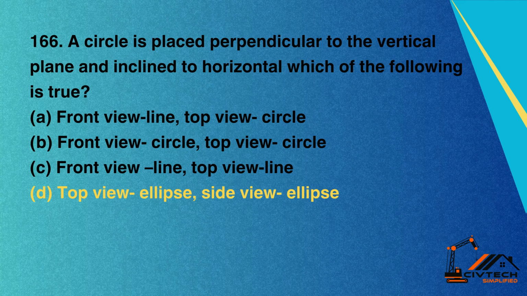166. A circle is placed perpendicular to the vertical plane and inclined to horizontal. Which of the following is true? A. Front view line, top view circle. B. Front view circle, top view circle. C. Front view line, top view line. D. Top view ellipse, side view ellipse. Correct option, D. Top view ellipse, side view ellipse.